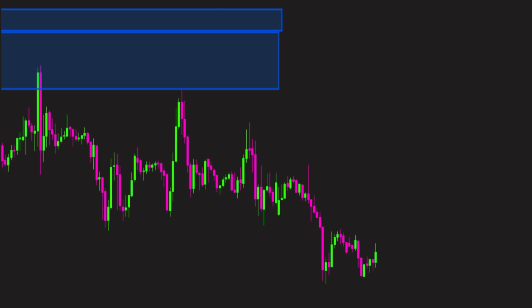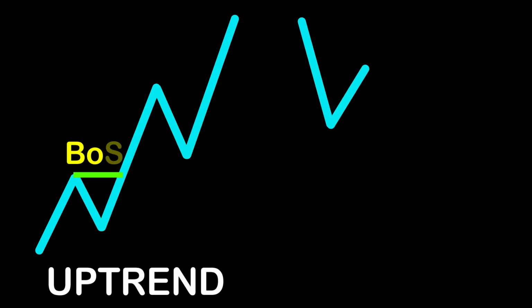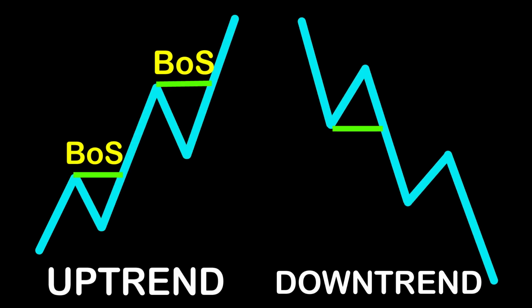Now let us learn the second concept, which is break of structure. The break of structure occurs when the market breaks its previous higher high to the upside in an uptrend and its previous lower high in a downtrend. This indicates a trend continuation in the market.